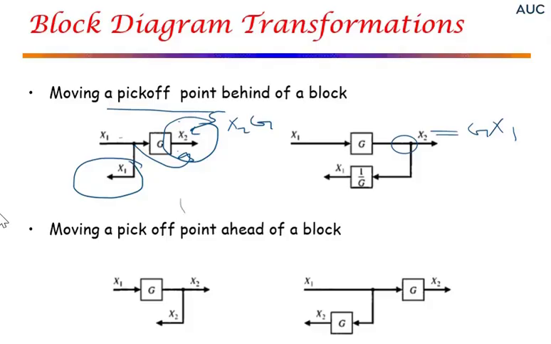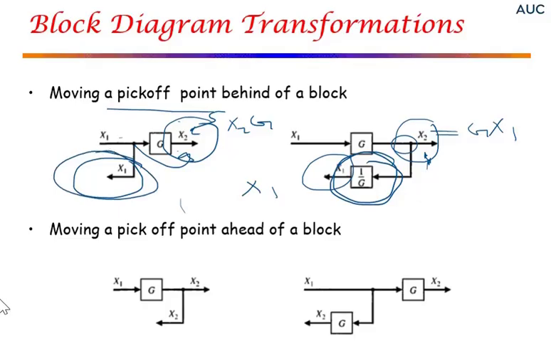However, we have to keep the signal here to be x1. But if you take the pickoff point from x2, then in order to keep it as x1, you have to divide here by g. So that's what I did here. So you still have x1 unchanged as in here.